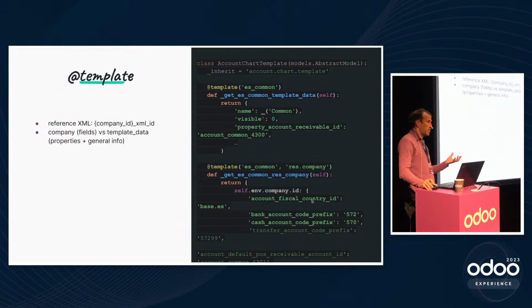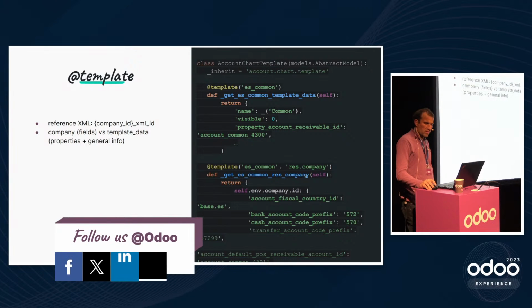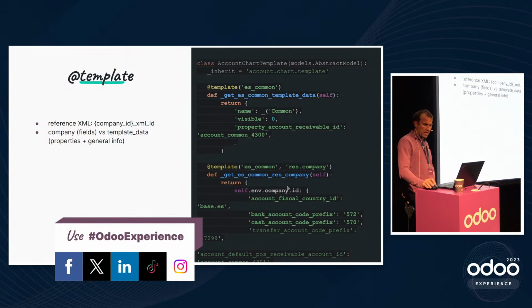For example, if you install the Spain chart of accounts, the fiscal country will be Spain. There is a bank account code prefix, which is a field on the company, and this, by the way, is going to be used later to create a bank account preset already in the database. And right now as well, we fixed the translations for that, so that all the translations are put on the name of that bank account.